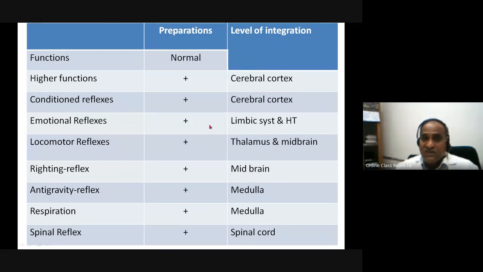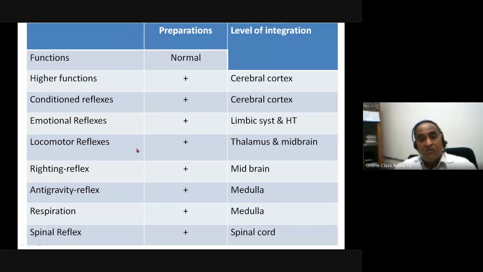Then emotional reflexes. Again, this requires the cingulate cortex, the limbic system, and the hypothalamus. We react to things: we become happy, we become angry, we become depressed, we become jovial, and whatnot. We react to all that. In normal individuals, they exist.